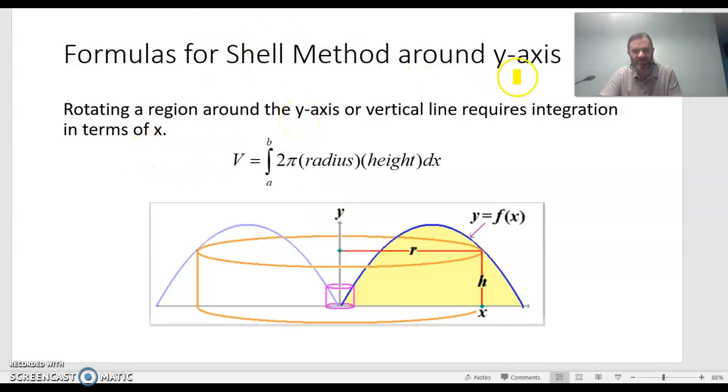We're going to be rotating around the y-axis first, and when we do the y-axis, or a vertical line, we want everything in terms of x. Now that's the opposite of what we did with the disk and washer method. So the idea here is, if you can see the little band cylinder we have around here, there is a radius. Let's use a different color. There is a radius, which in this case goes out to x, and there is a height that we would have as well.